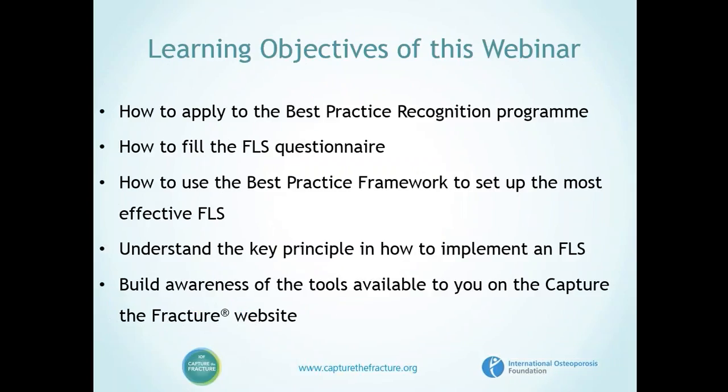The learning objectives of this webinar are how to apply the best practice recognition, how to fill out the FLS questionnaire, how to use the best practice framework to set up a model that is an effective FLS, to understand the key principles of how to implement an FLS, and build awareness of the tools available to you on the Capture the Fracture website. And as you will understand, it's complementary to what the NBHA is doing and what IOF is doing.